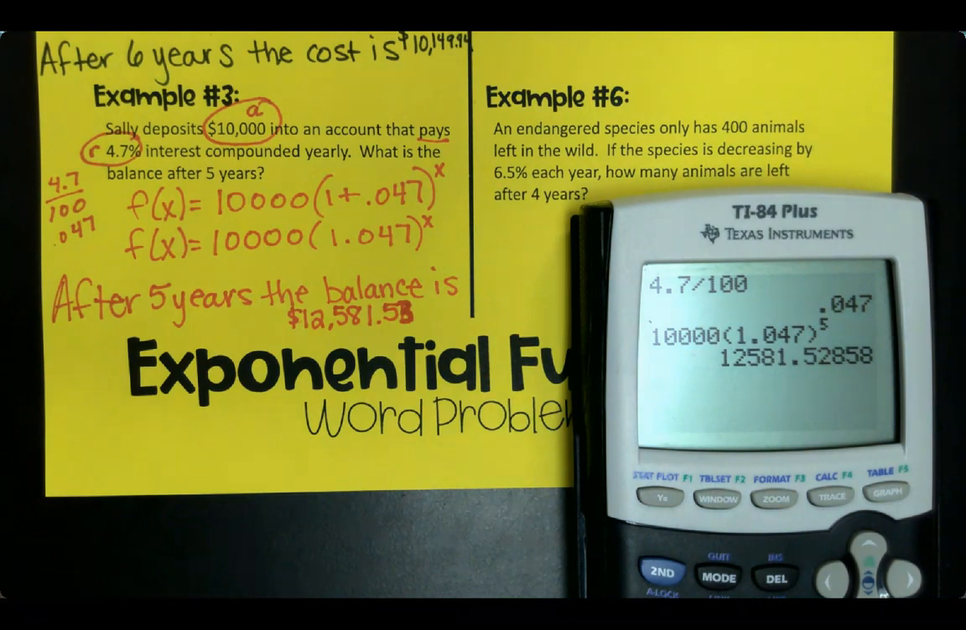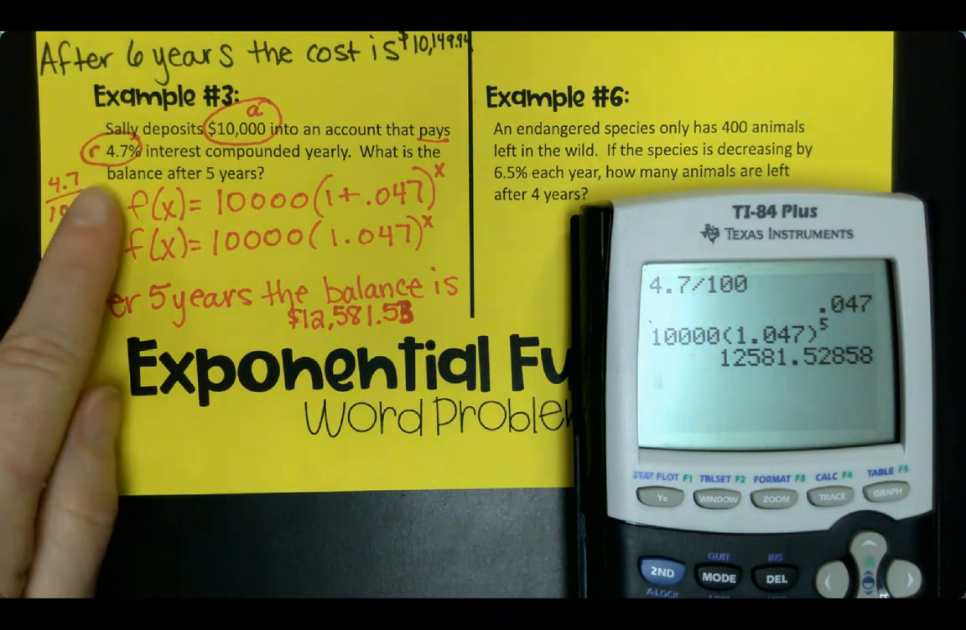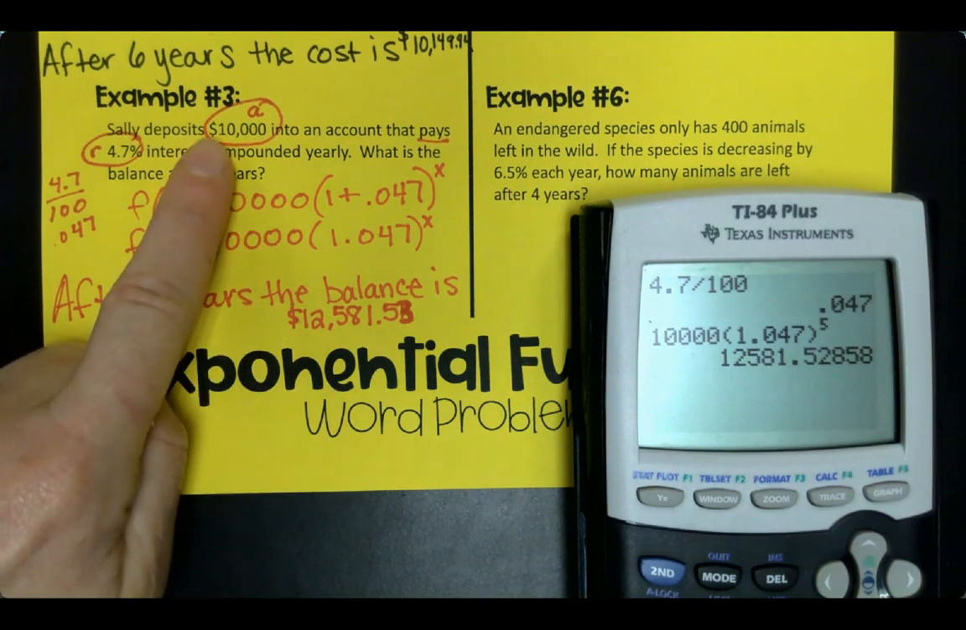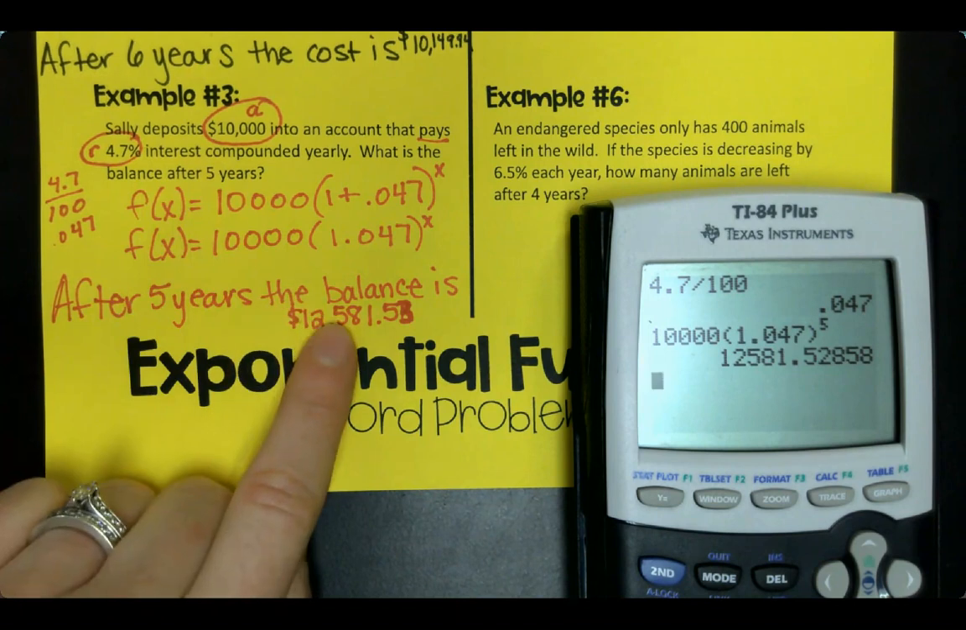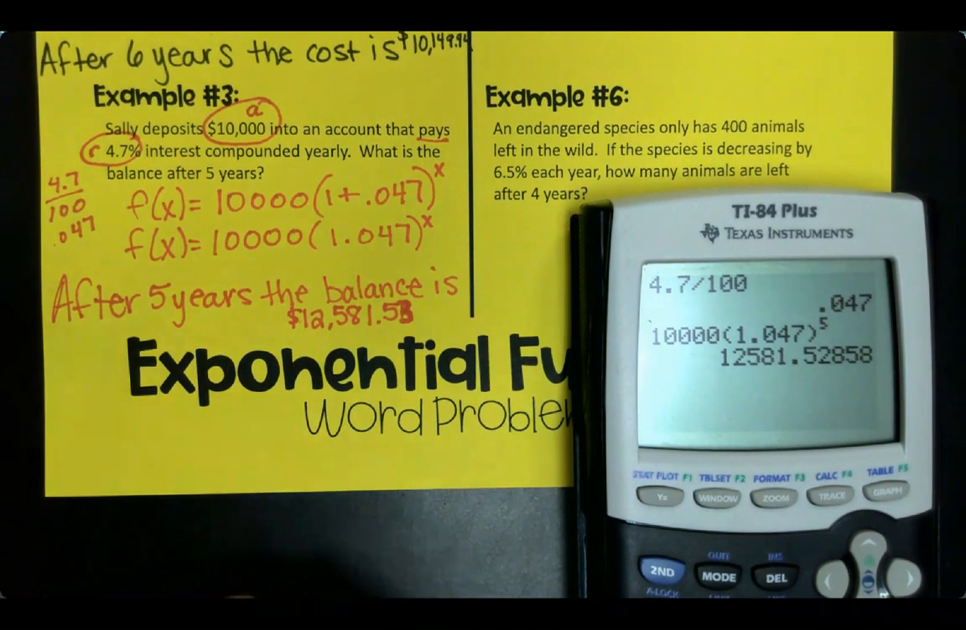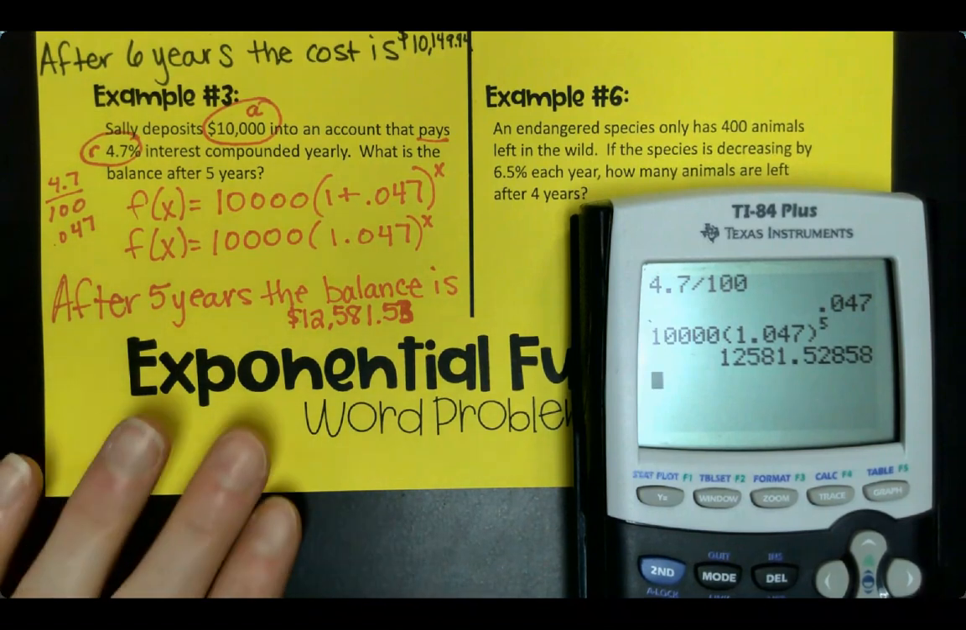So it's increased. Just make sure at the end whenever you read it that it makes sense. If she's depositing and it's earning interest, it's going to be more than it was. Pretty good deal. In 5 years, she made $2,581. Pretty good, just by putting her money in that account.